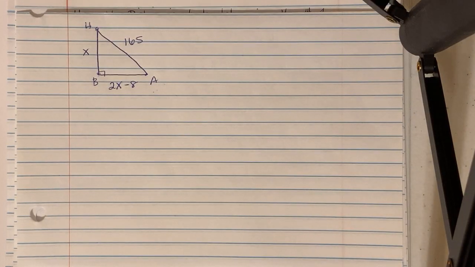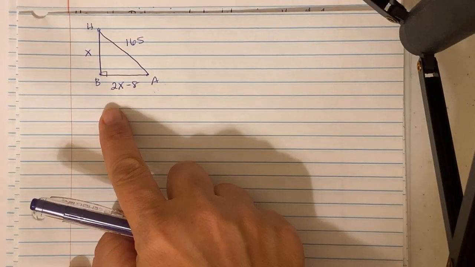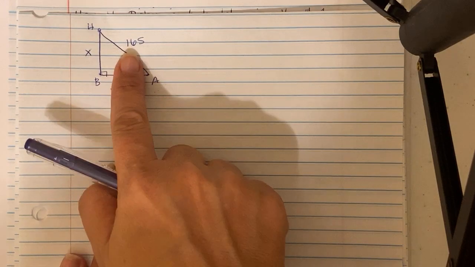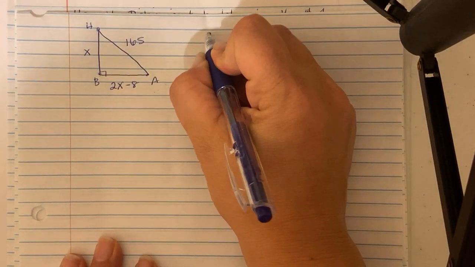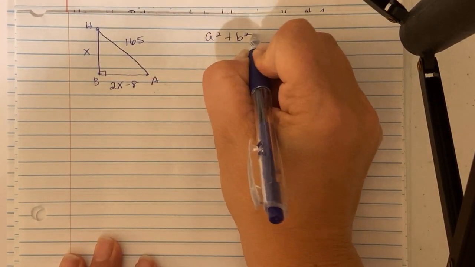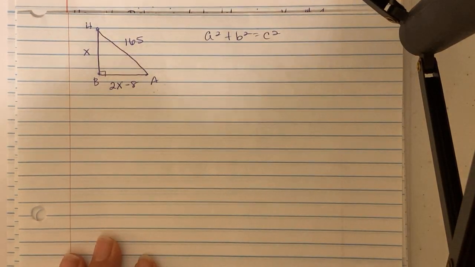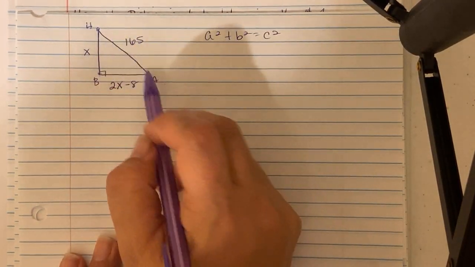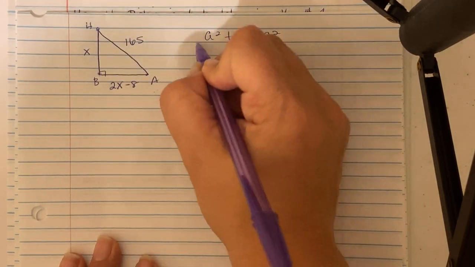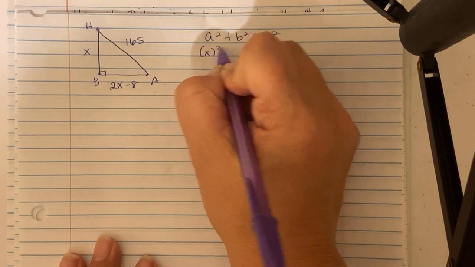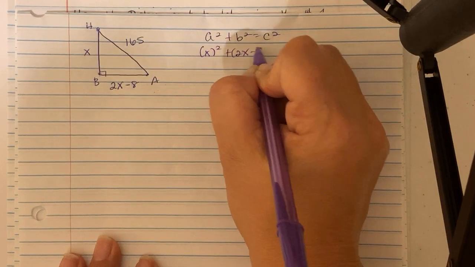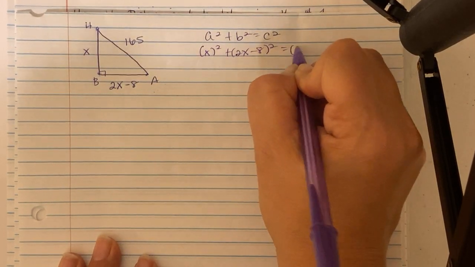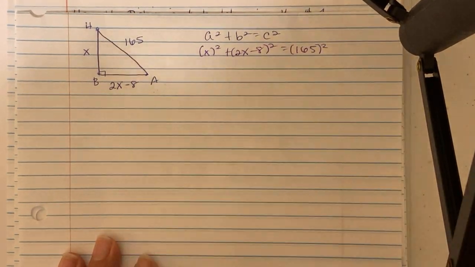We have to refer back to our geometry days. Because we have a right triangle and there are 3 sides given, we have to use the Pythagorean Theorem, which says a squared plus b squared equals c squared. Remember, your legs are a and b, and the hypotenuse value is always going to be the c value. So we're going to stick x squared plus (2x minus 8) squared equal to your 165 squared.